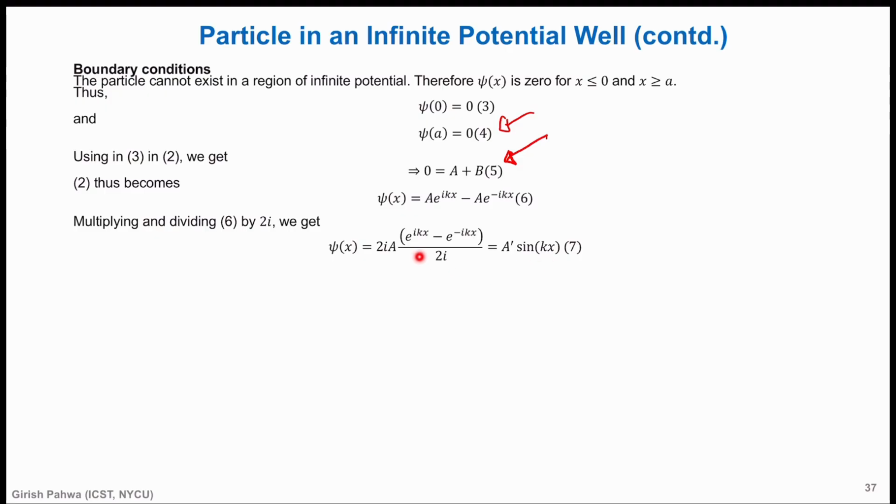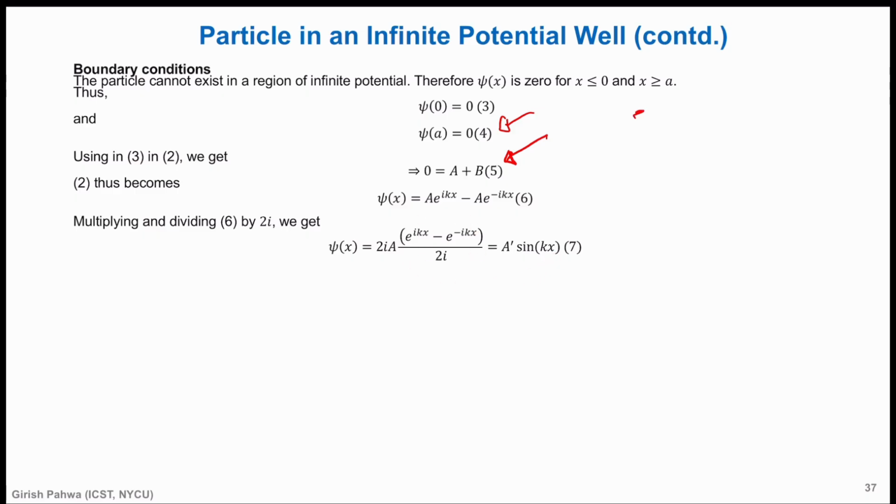Okay, can you tell me why? Can you see why this whole thing is sine kx? This thing will be equal to sine kx. Yeah, it's the definition of sine. You can also do it from the complex number definition, so complex number is cos kx plus iota sine kx, so you can get it from there as well. But by definition sine kx is this.